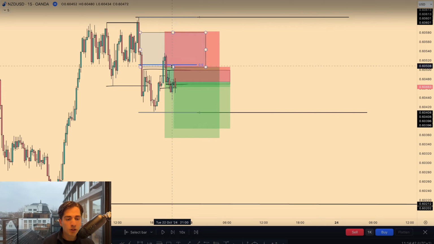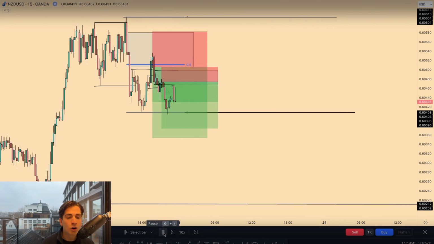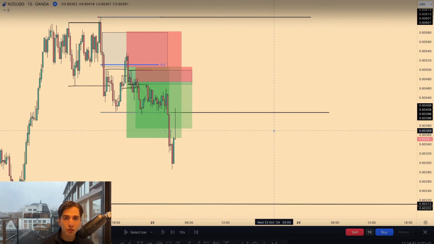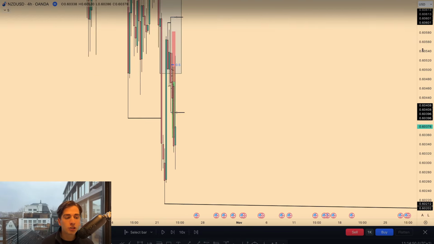And what you'll see is that the market comes back up in towards that supply zone, pushes down lower, and hits our TP for both trades. So this is exactly how to enter a position utilizing liquidity.